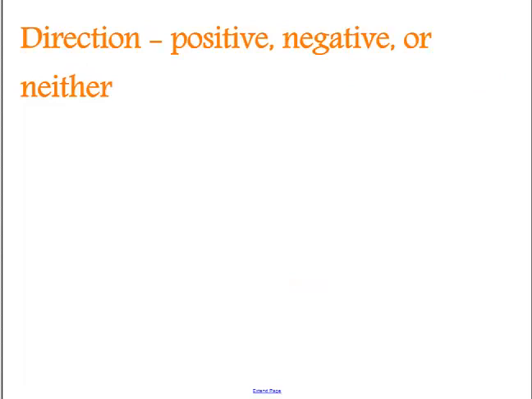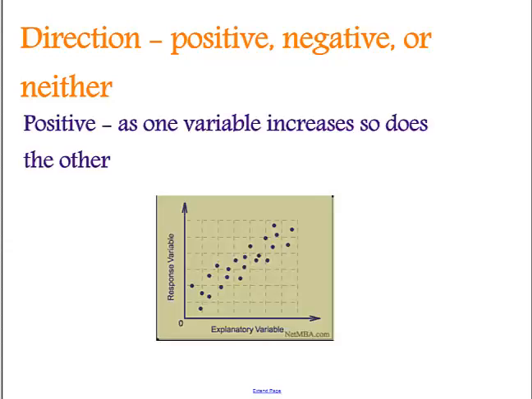The first term we're going to look at is direction. We're going to decide if it's positive, negative, or neither. Okay, let's look at positive first. Positive has one variable increasing and the other variable also increasing. So you can see our data points here are going from the left to the right and continuing to increase.